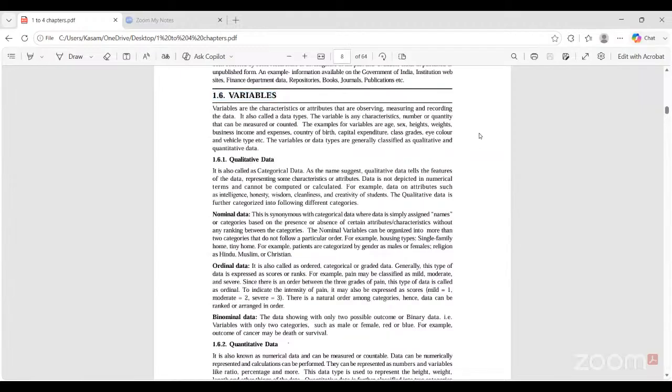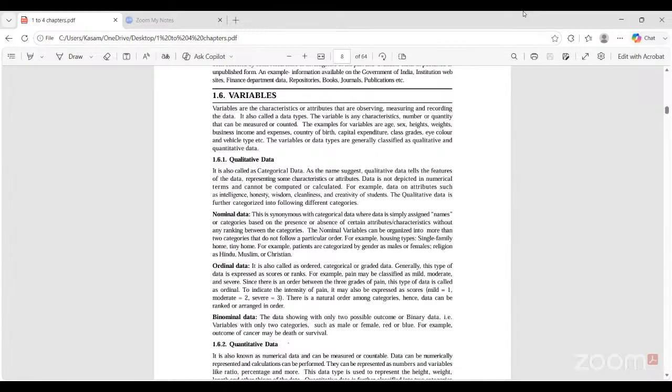Okay, no problem. So variables. What are variables? Variables are the characteristics or attributes we observe, measure and record as data. The variable is a characteristic, number or quantity measured and counted. Examples of variables: age, sex, height, weight, business income, capital expenditure, color and vehicle. We can take that a car ఉందనుకోండి, అప్పుడు దానికి సంబంధించిన కలరు, వెహికల్ టైప్, అలా దేనికి సంబంధించిన వేరియబుల్స్. Types of data are generally classified.